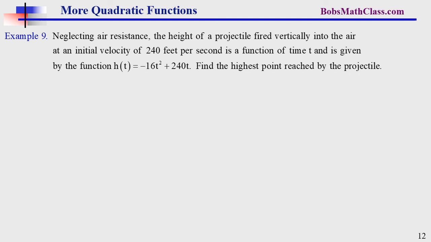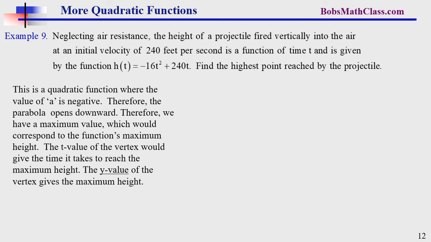Let's write down our a, b, and c. Okay, I made a little note here. A is negative, therefore it opens down. We have a maximum. The maximum would correspond to the function's maximum height, the t value of the vertex. It gives the time it takes to reach the maximum height. And the y value does give the maximum height. All right, so A is negative 16.